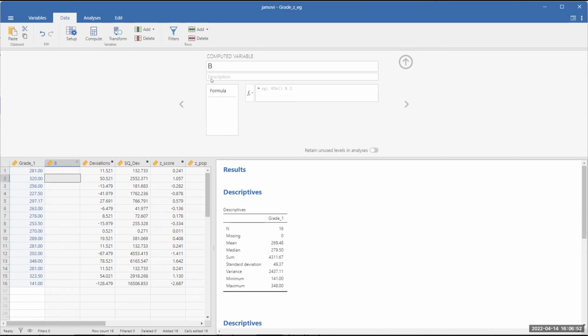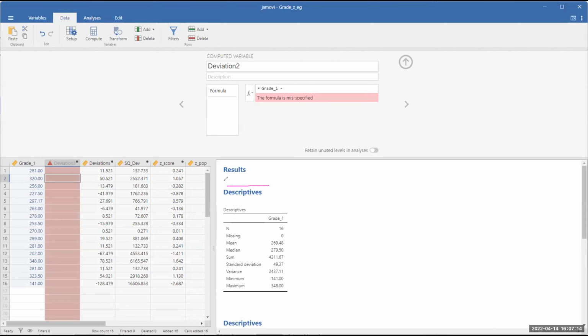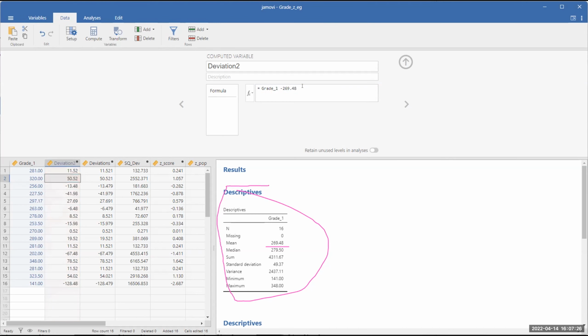So we already have, we'll call it, let's see, B deviations. I've already done it, but I'm going to show you deviation 2, okay? And then we just have to do grade 1. So that's the scores minus the mean of grade 1. And to get that mean, you will have already run descriptive statistics, right? And you see the mean right there, right? Go back to here, minus 269.48, and you just hit enter.